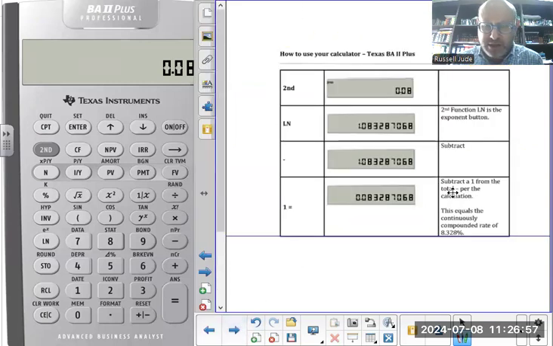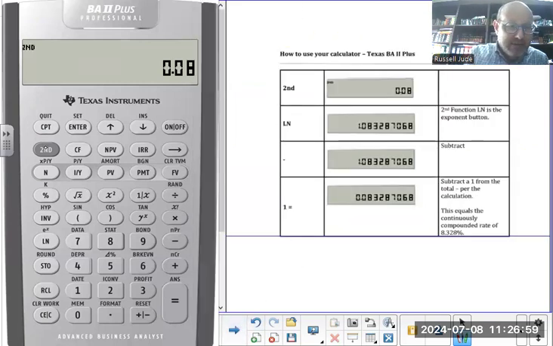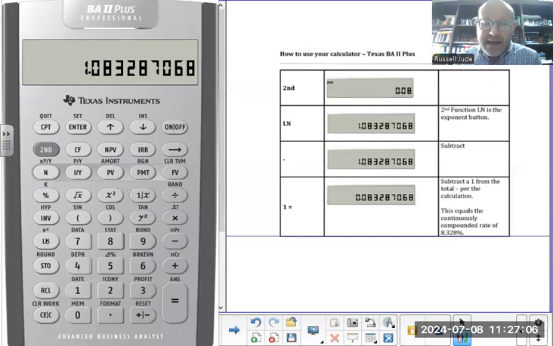Move down to the next page, and I go second function and push the ln button. Second function, ln. And I get 1.0832, which is my number over there. Don't forget to minus the 1 on the back end, and I get to a rate of 8.328. Remember that 8.328 is exactly what I calculated previously. What I'm really showing you is how to do this step by step on a calculator. So let's do that one more time.